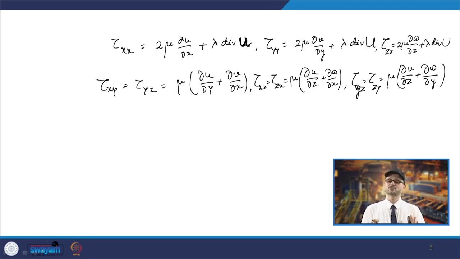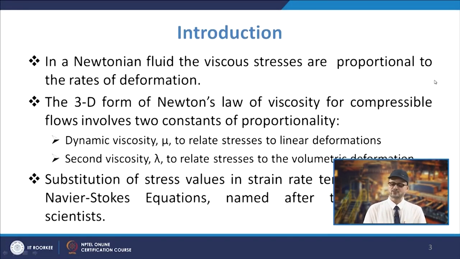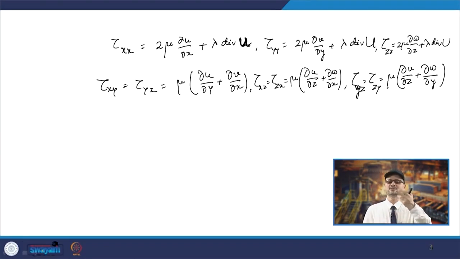So they can be expressed in terms of these deformation components. These values are expressed in terms of strain rate, and then written for the momentum or the energy equation in terms of these strain rate terms. That was done independently by two scientists, Navier as well as Stokes. That is why the equation which we obtain is known as the Navier-Stokes equations.